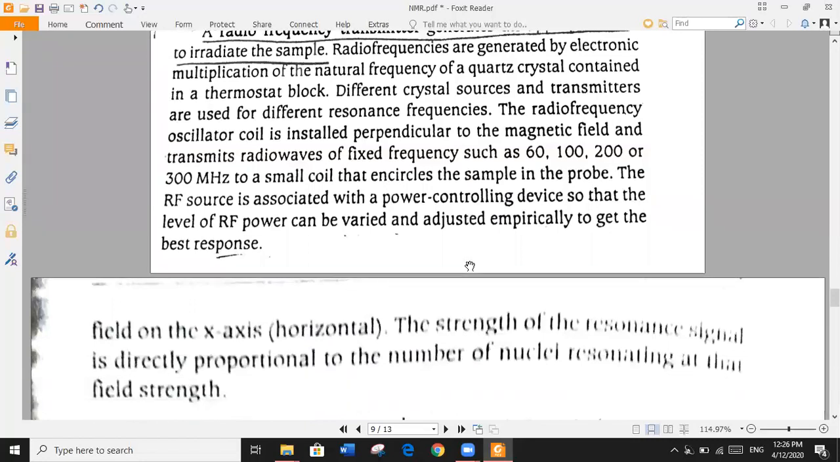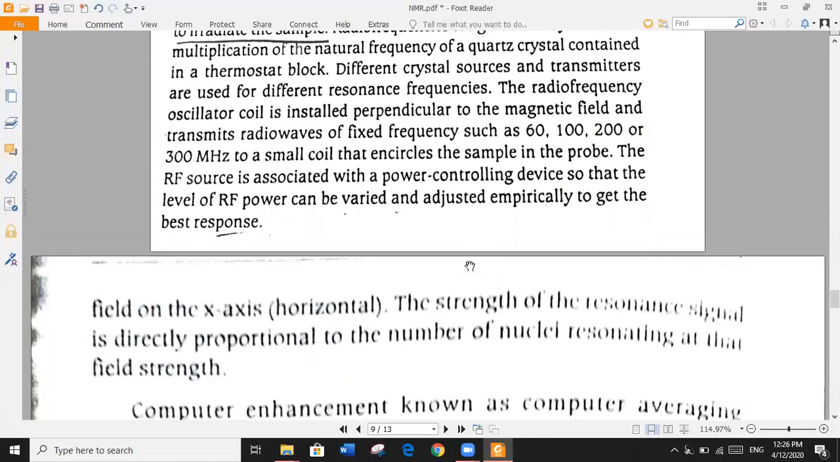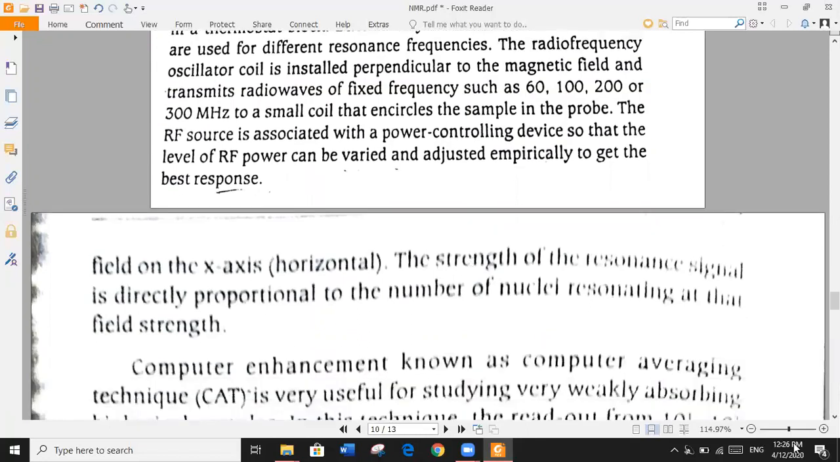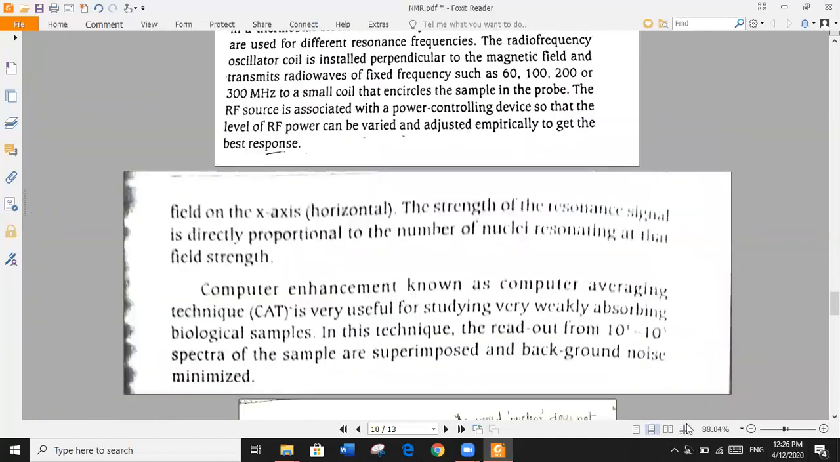Field is on the x-axis, which is horizontal. The strength of the resonance signal is directly proportional to the number of nuclei resonating at that field strength.